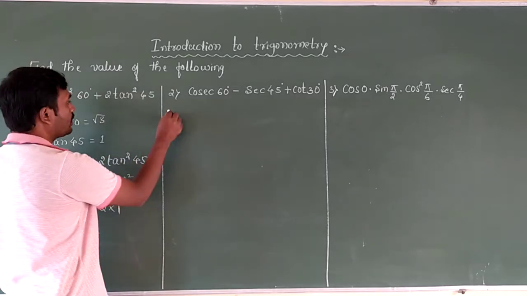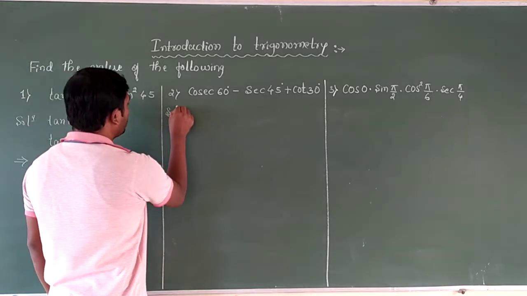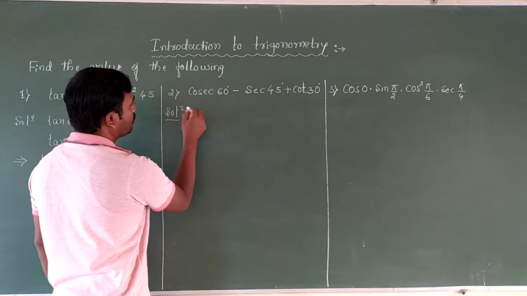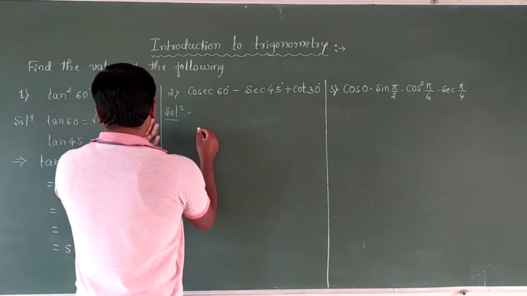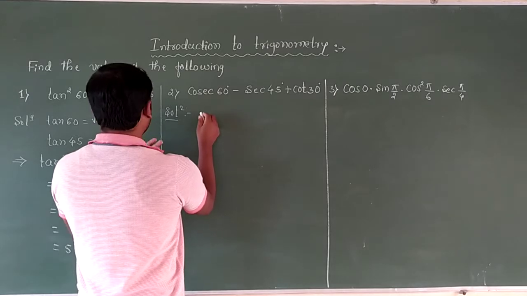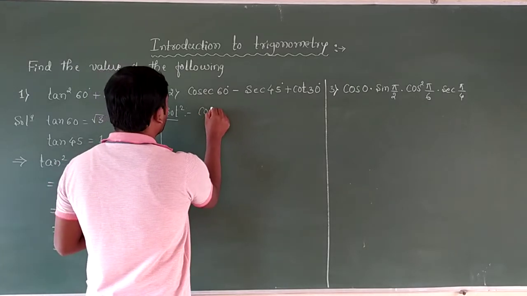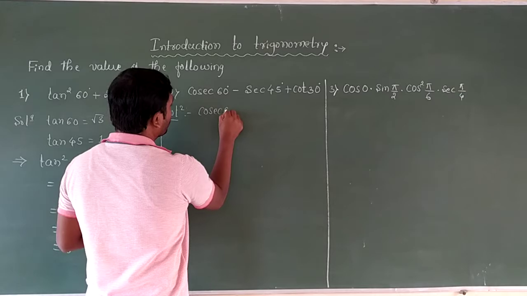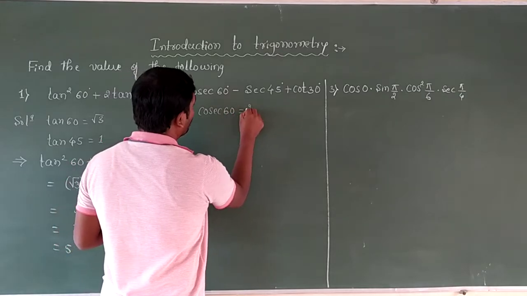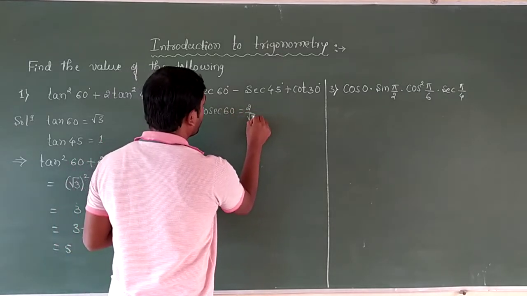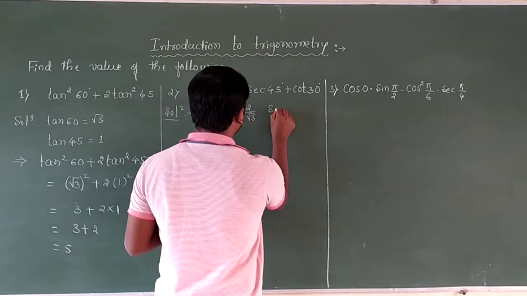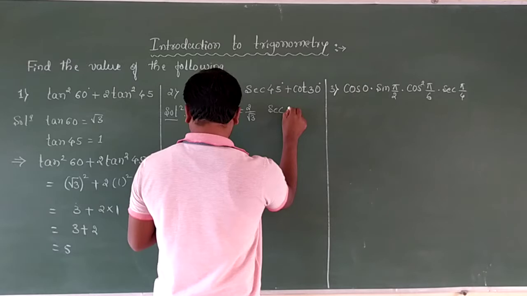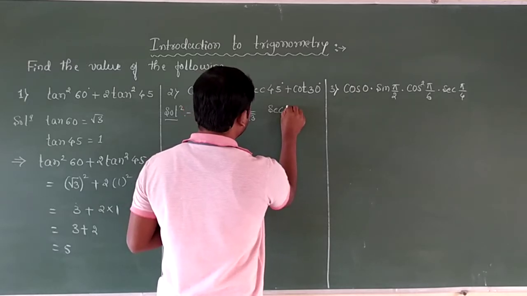In the same way, let us find the solution for the second one. Here to find the solution for the second problem, we must know what cosec 60 is. Cosec 60 is equal to 2 by root 3, children. Sec 45 is root 2.